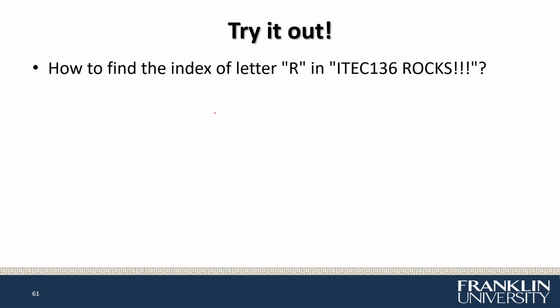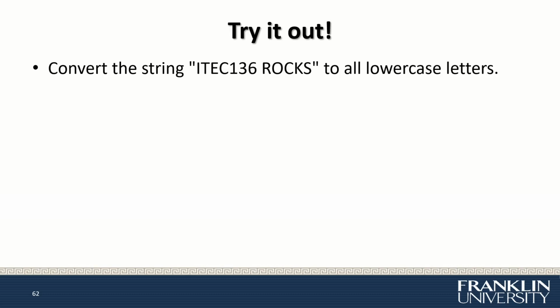In this case, I can have iTag 136 rocks. This is the string here. Dot find R. It will return the index number for the letter R. How do you convert the string iTag 136 rocks to all lowercase? You should know how to do this, and I will reveal the answer during class.